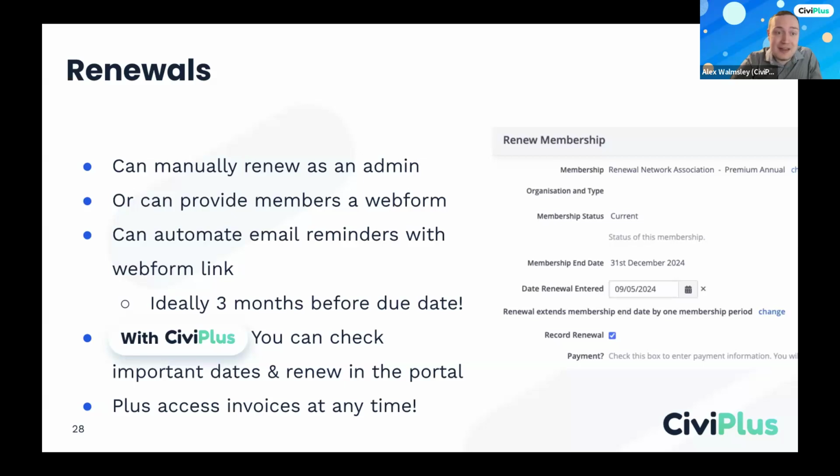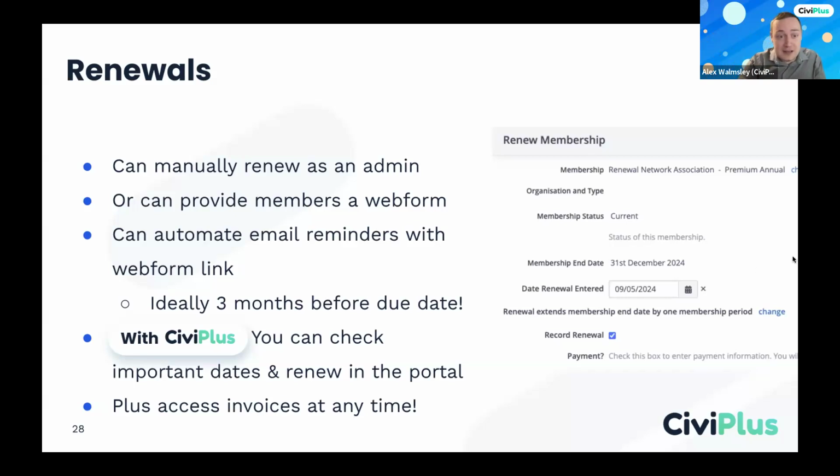And of course, you can automate email reminders, super important with web form links. From all the things that we've looked at, and we've talked about this in webinars in the past, ideally 3 months before is really when you should start thinking about it, especially with these fixed memberships. But think about that renewal and start thinking about it early and start communicating with them early.